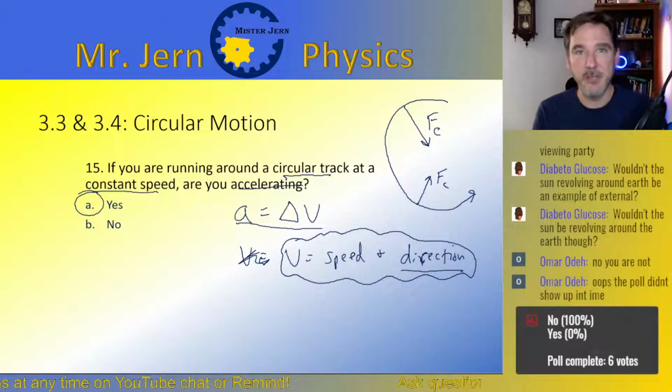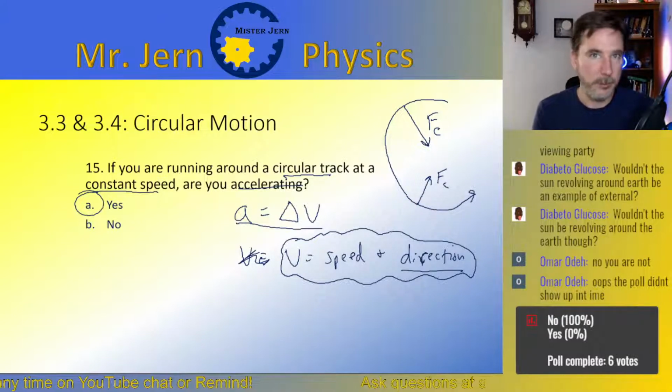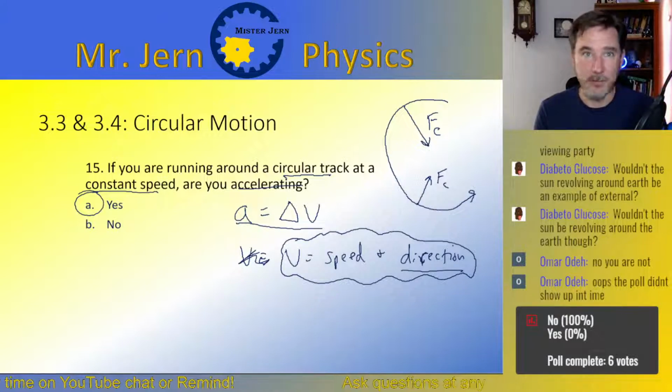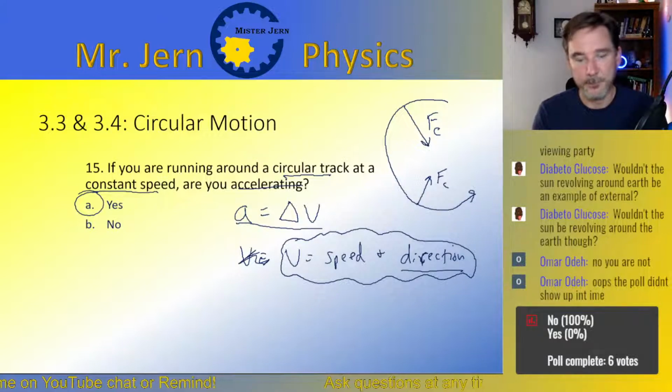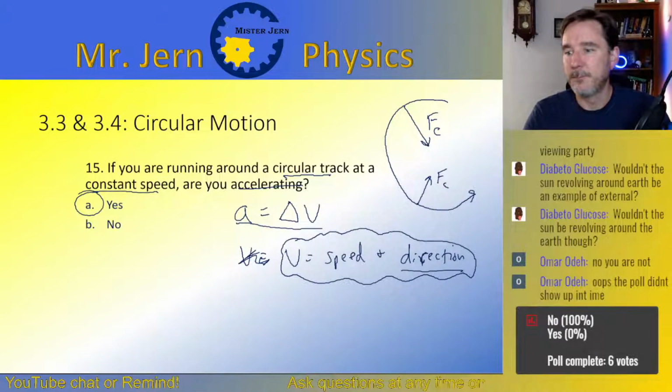So acceleration is a change in velocity. Velocity is speed and direction. If you're running around in a circle, you're changing direction, even if you're at a constant speed. So does that clarify? Hopefully that clarifies things.